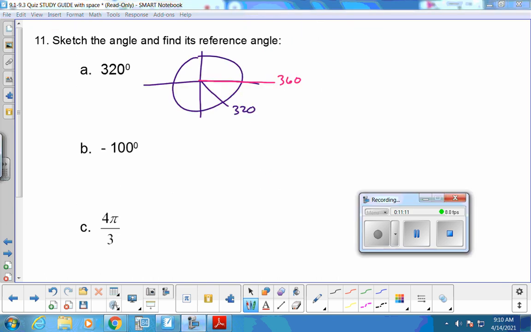Okay, so we sketched 320. It was down there in quadrant 4. And then to find the reference angle, you find the angle with the nearest x-axis. So how big would that be? 40. Yep, we call that theta prime.